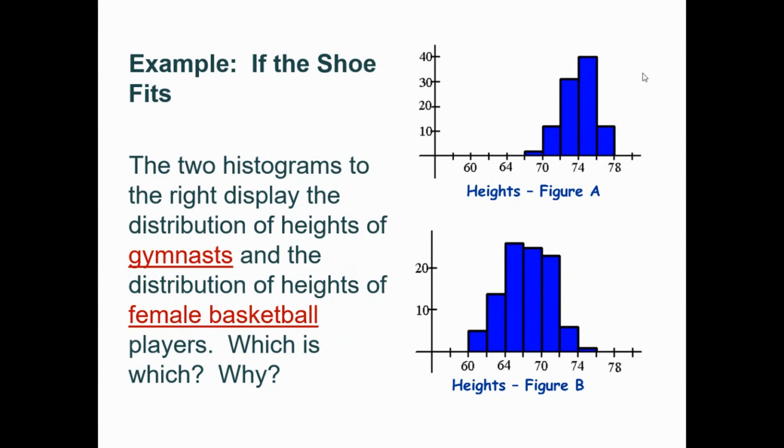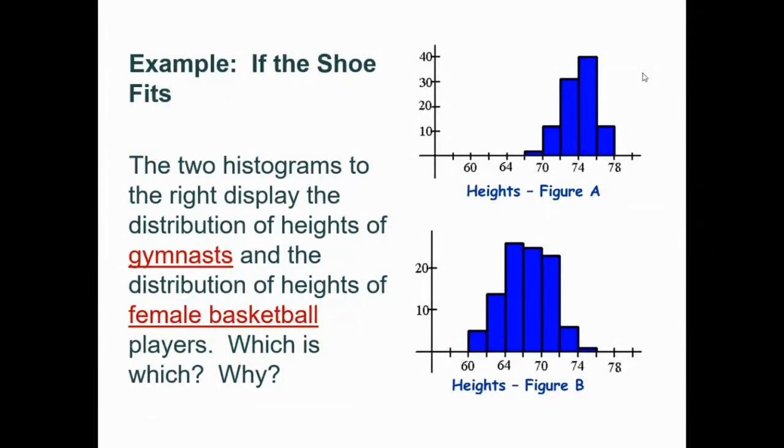Okay, so if we had to make an educated guess based on what we know, they told us that one of these is the heights of gymnasts, the other is the distribution of heights for female basketball players. Which one of these graphs goes to which and why? And what are y'all's thoughts on this? Which graph could be the gymnasts? Which graph could be the basketball players?